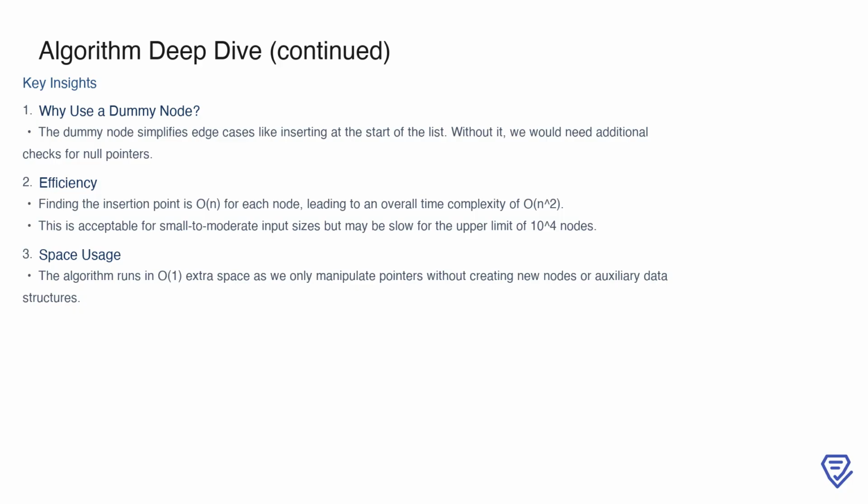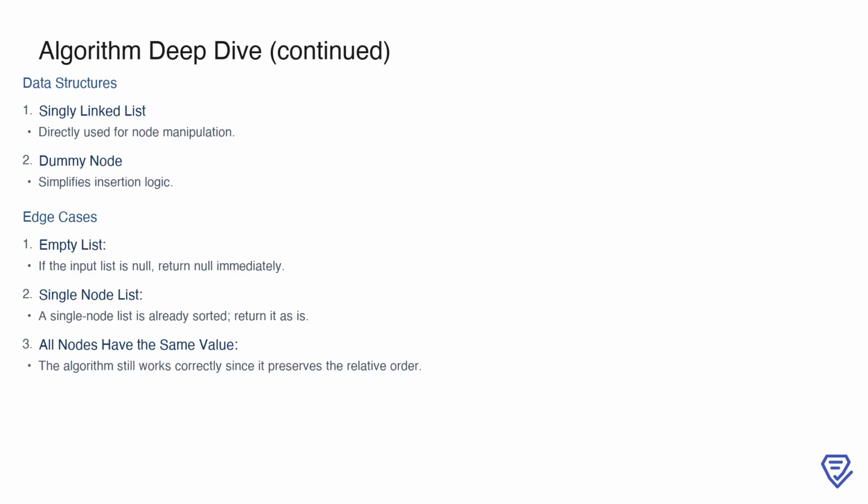This is because we directly manipulate pointers without creating any new nodes or auxiliary data structures. The algorithm relies heavily on the structure of the singly linked list and the dummy node. The singly linked list is manipulated directly to reorder nodes, and the dummy node plays a vital role in simplifying edge cases during insertion. Speaking of edge cases, there are several scenarios to account for.